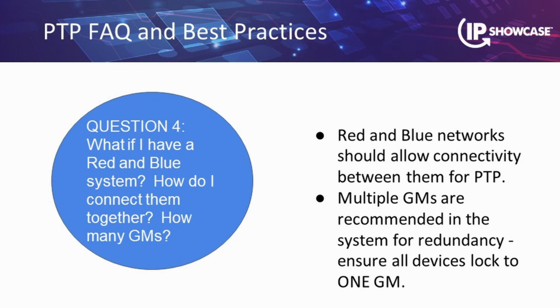So what if I have a red and a blue system, a red and a blue network? How do I actually connect them together? And how many GMs do I really need in this network?